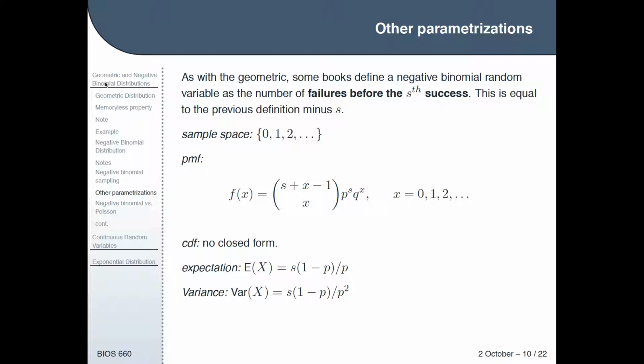Geometric, every book does it differently. About half do it the way Casella and Berger does. About half seem to do it the other way. So that's where it's a bigger issue. But just in case you ever see this formulation of the negative binomial distribution, that's what it looks like.